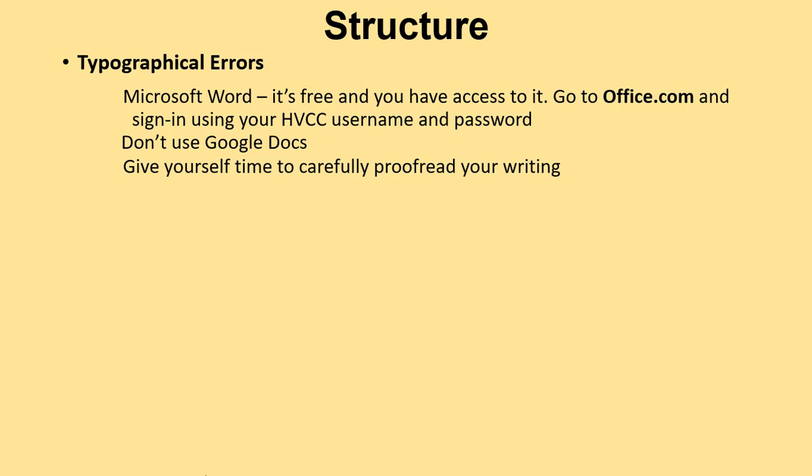Google Docs has a tendency to just turn off its proofreading software, so you think it's spell checking and you think it's grammar checking, and it's not. And you have numerous errors in your paper, and the system isn't highlighting them or drawing your attention to them. So I discourage the use of Google Docs and other systems. Microsoft Word is great word processing software. There's a lot of tools in there that can help you with your writing. And again, it's free. Just go to office.com and sign in using your Hudson Valley username and password.